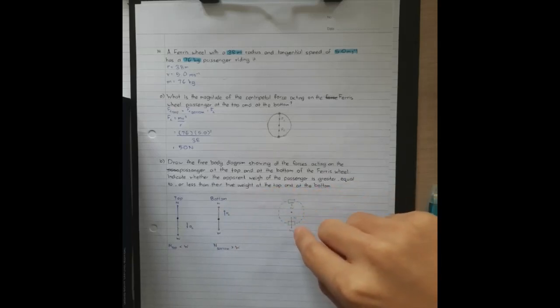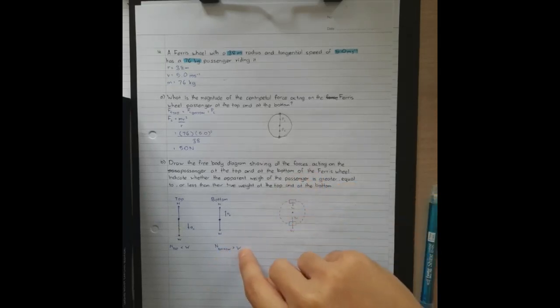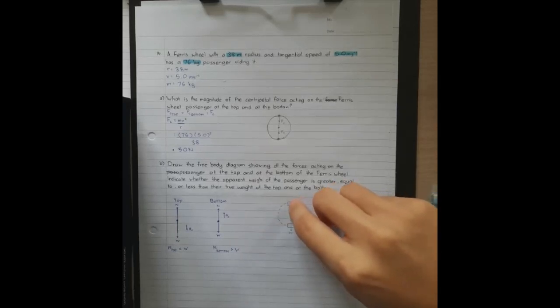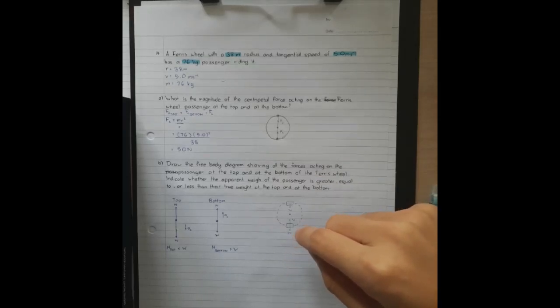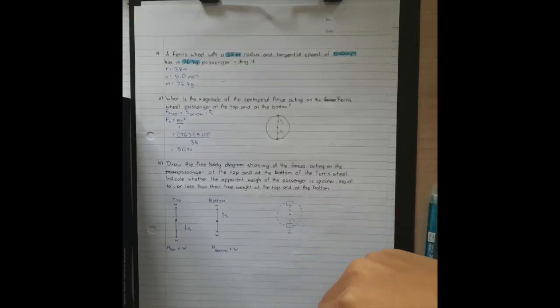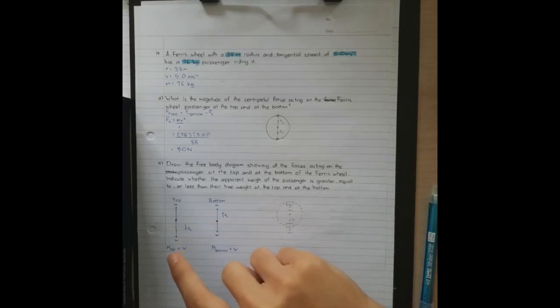So apabila passenger kat bawah, arah centripetal acceleration dia ke atas. So normal force mesti lebih besar daripada weight. Dan apabila passenger kat atas, arah centripetal force dia ialah ke bawah. So net force dia ialah mesti ke arah bawah juga. So dia punya nilai N dia mesti lebih kecil daripada W.